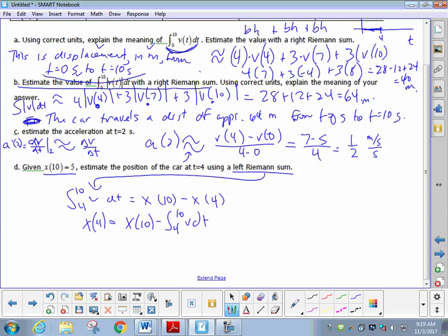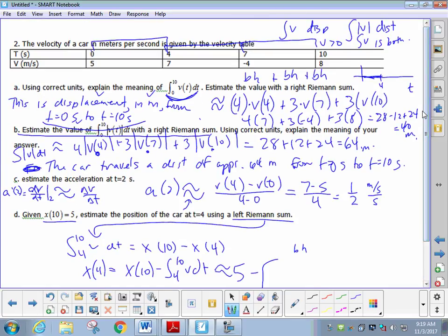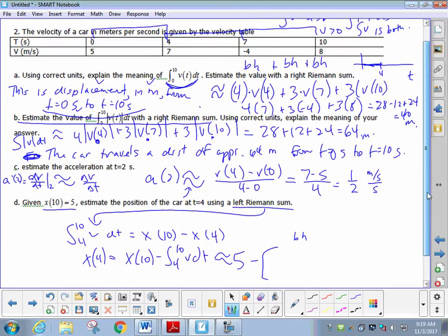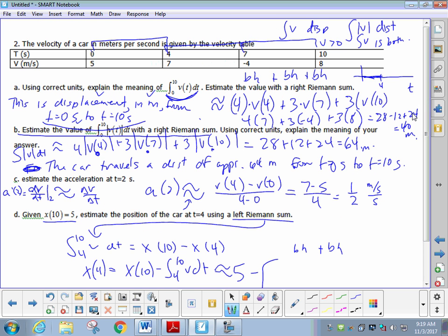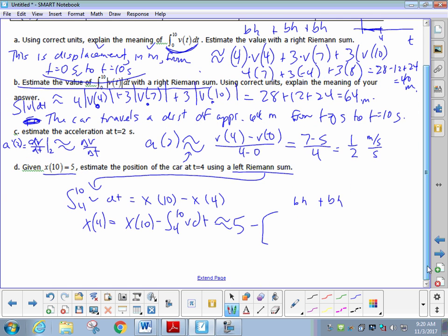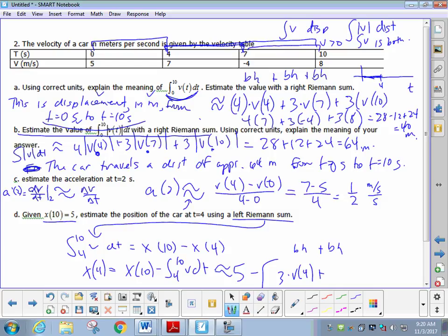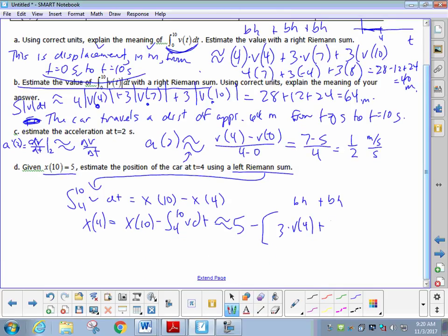Now I'm about ready to approximate. X at 10 is 5. The integral is going to be approximated by a Riemann sum. Finally, I'm at the rectangle Riemann sum. How many subintervals from 4 to 10? 2, yeah. So I'm looking at 2 rectangles. The first is a time frame of 3 seconds, and I use v at 4 or v at 7 if it's a left Riemann sum. 4, all right, so 3 seconds times v at 4, plus the next subinterval is 3 seconds times v at the left edge, so v at 7.